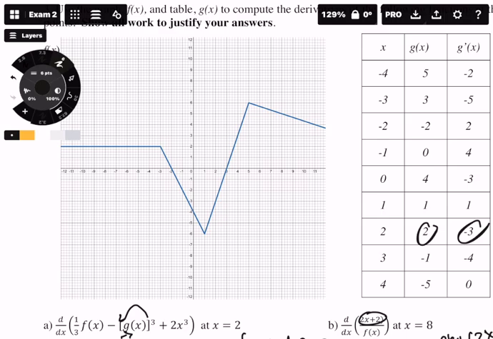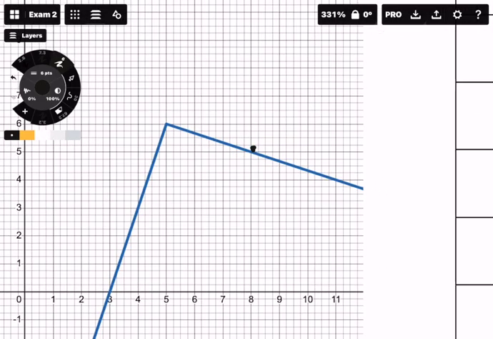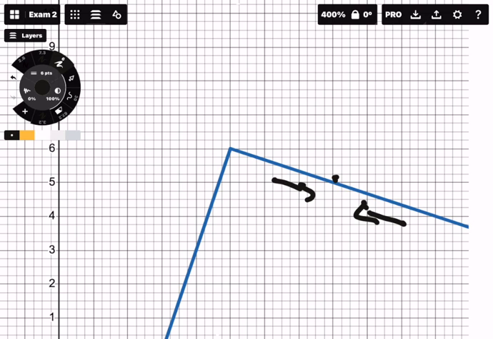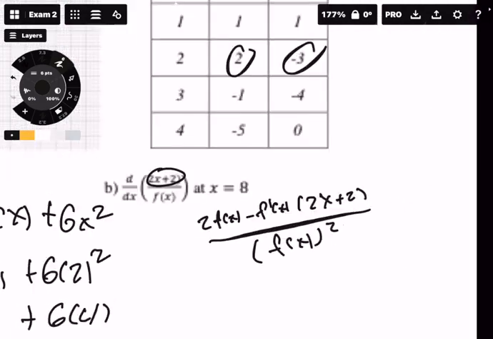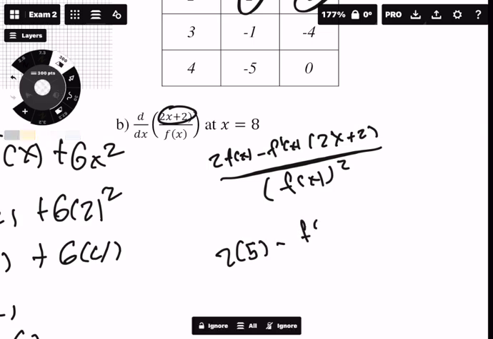Where's 8? This one looks like it's going to be at 5. However, let's just double check. Since the left and right both equal, and it looks like it's dropping by 1, we can just go straight across and see it's 5. So we can just substitute this, 2 of 5 minus f prime of 5.